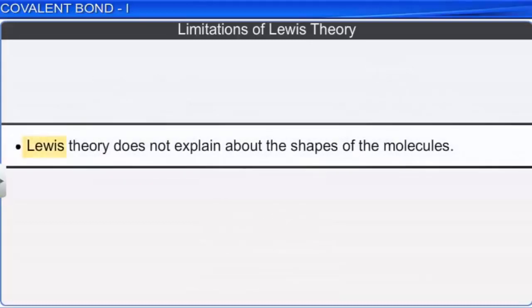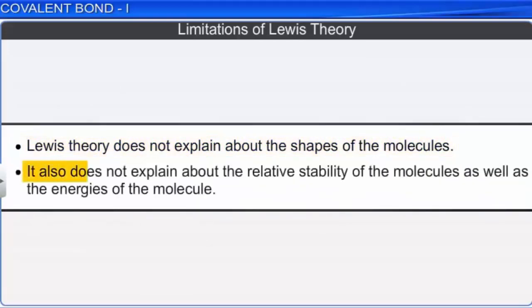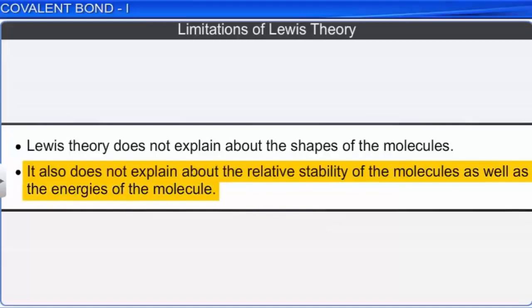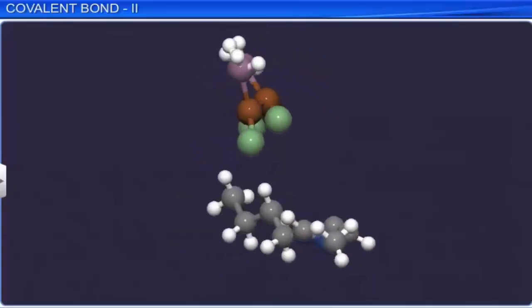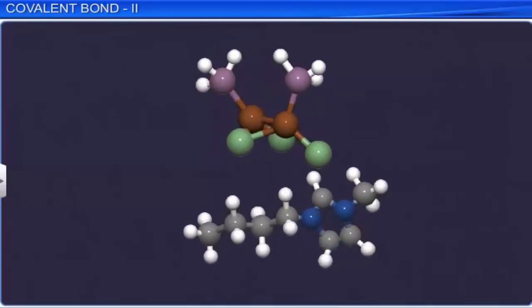Lewis theory does not explain the shapes of the molecules. It also does not explain the relative stability of the molecules as well as the energies of the molecule. Drawing the atomic structures of complex compounds with bonds is difficult.